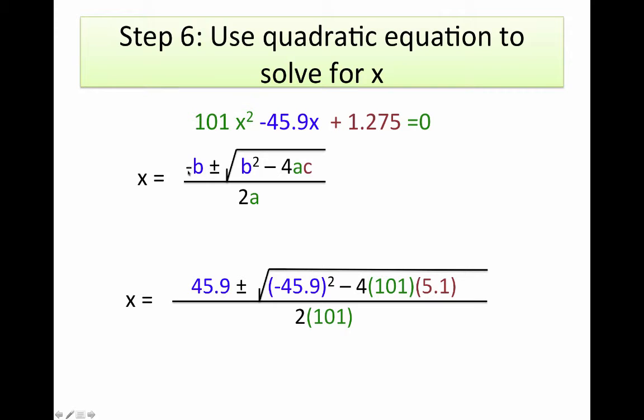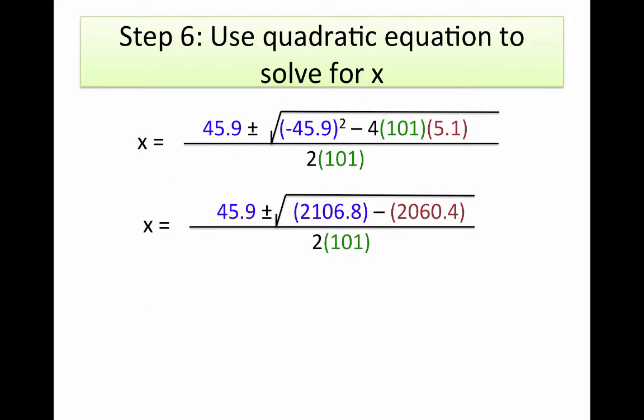And we have negative b, so negative negative 45.9, which is positive 45.9, plus or minus the square root of b squared, so that's negative 45.9 squared, minus 4ac, so 4 times a, which is 101, times c, which is 5.1, and we're dividing all of that by 2a, so 2 times 101. Okay, so there it is, and if you multiply that out, you see that we get 45.9 plus or minus the square root of 2106.8 minus 2060.4, divided by 2 times 101.